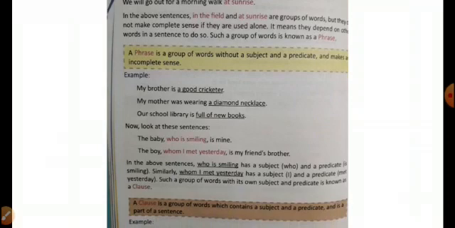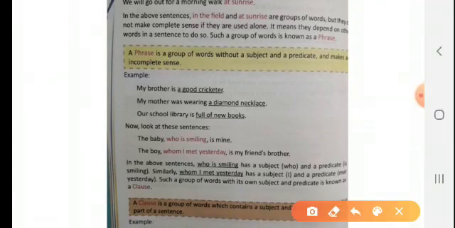A diamond necklace, nothing else is there, dear students. Okay. Then the third one: our school library is full of new books. Full of new books. If we separate this part of the sentence, then it makes no sense. So this is also a phrase.